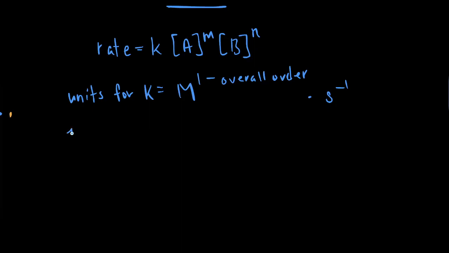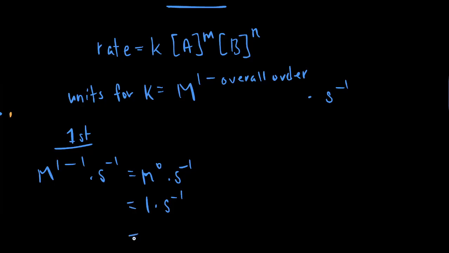So let's say we have a first order reaction. If we had a first order reaction, well then we're going to be simply having our M to the 1 minus the overall order, for first order is 1, times seconds to the negative 1. That is just M to the 0 times seconds to the negative 1. Anything raised to the 0th power is 1, so that's just 1 times seconds to the negative 1, which is just seconds to the negative 1. So the units for first order is just seconds to the negative 1.